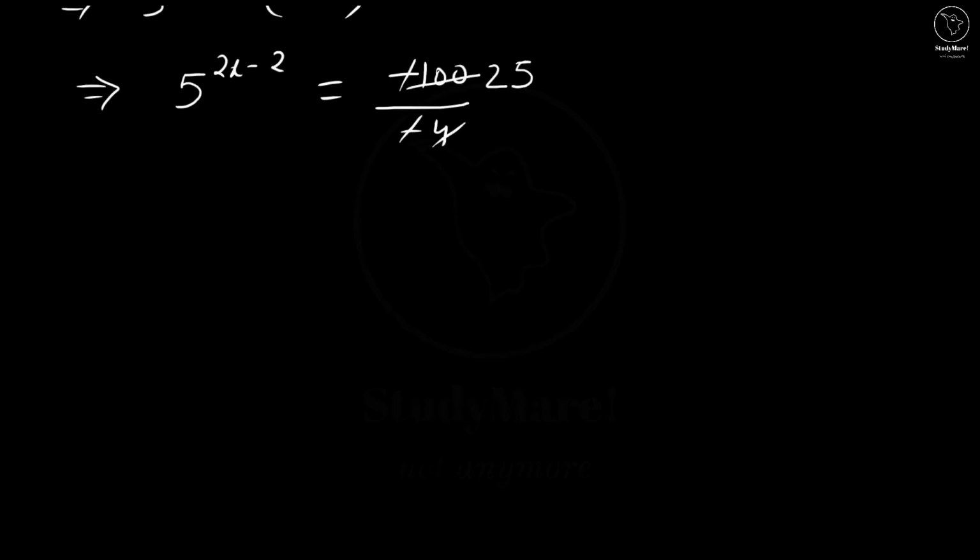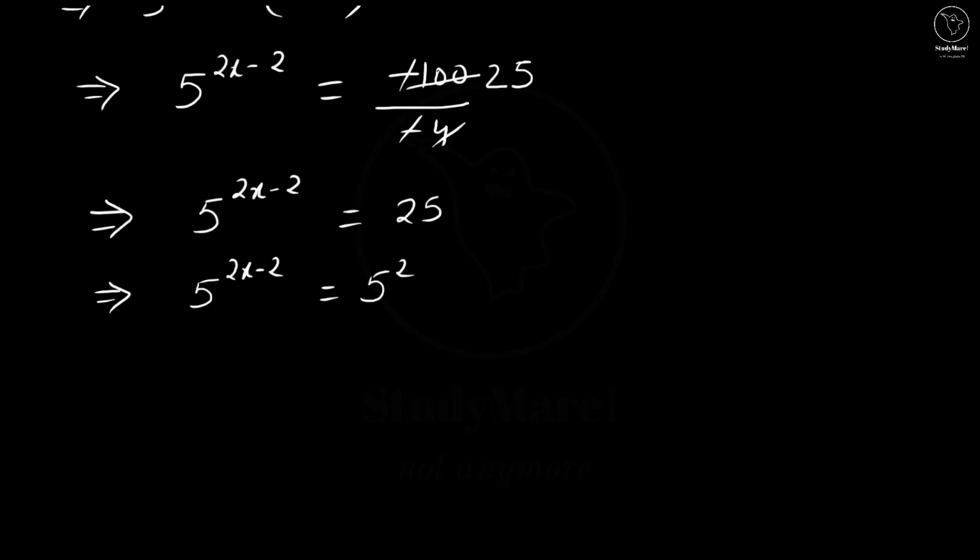In the next step, we get 5 to the power 2x minus 2 is equal to 25, which could be further written as 5 to the power 2x minus 2 is equal to 5 square. Now, we have the same base but with different powers on the RHS as well as the LHS of the equation. It means the exponents must be equal, since the bases on both sides of the equal sign are the same.